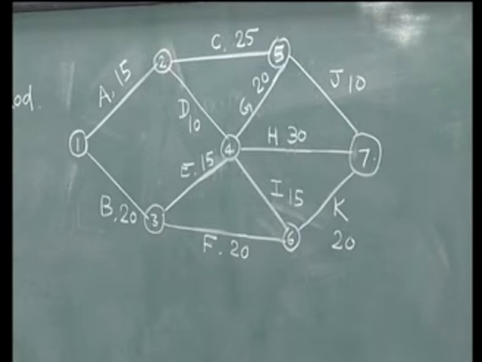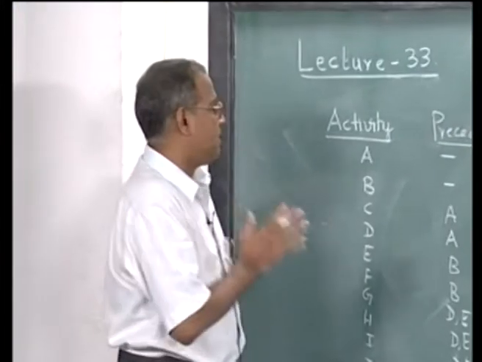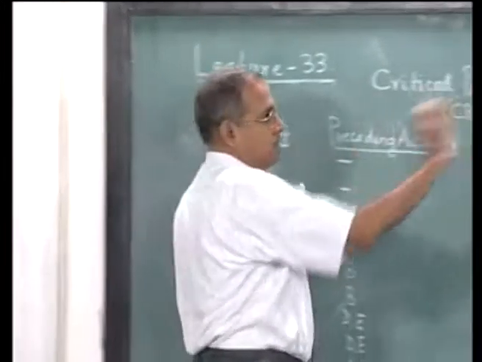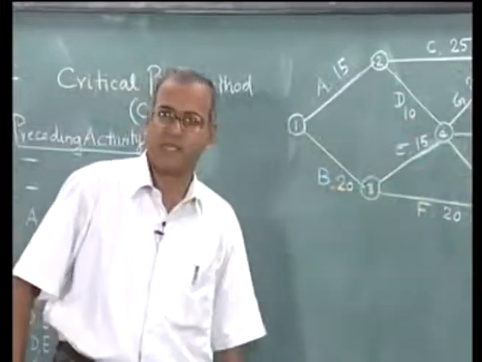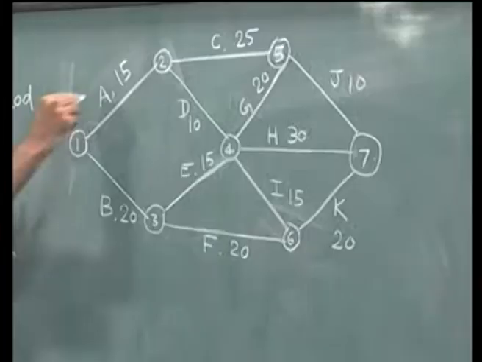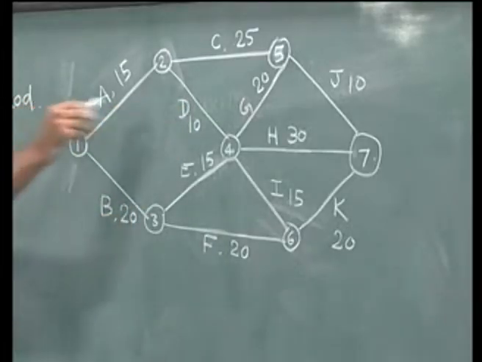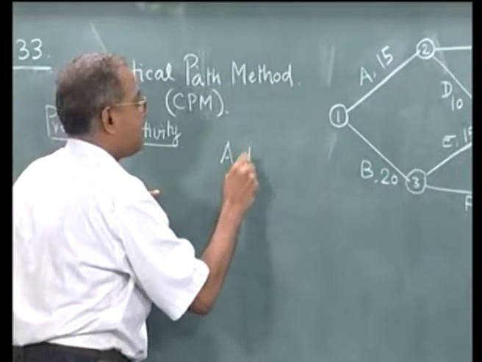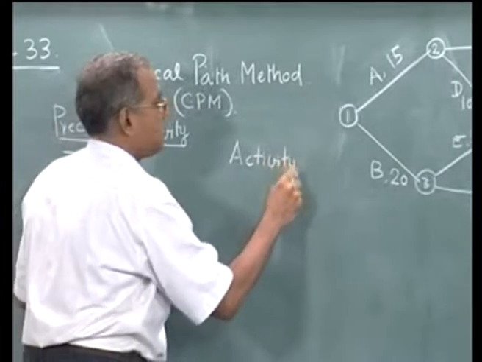Now, the first stage in any CPM is to actually draw the network, and we have shown how to draw the network using a simple example. Now, each of these activities are shown as arcs of this network. So, this type of network is called an activity on arc network.